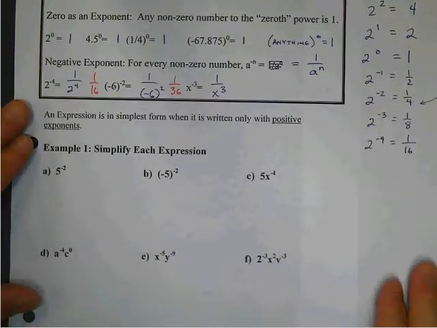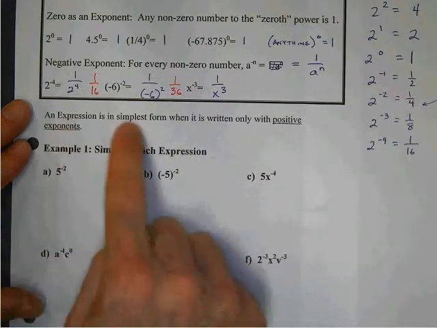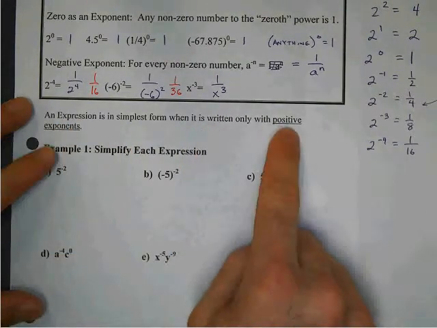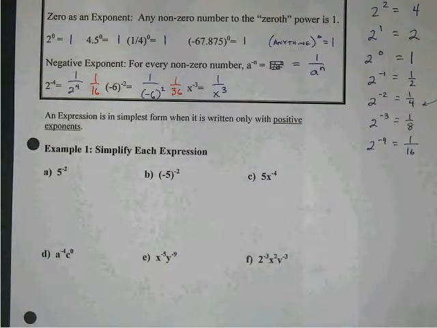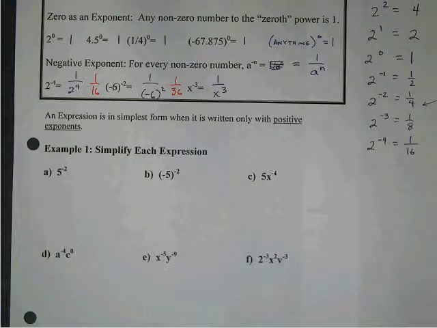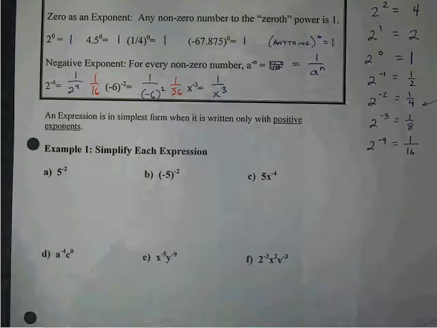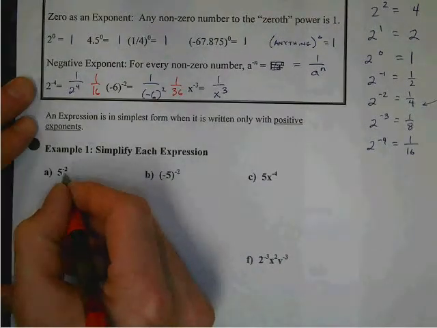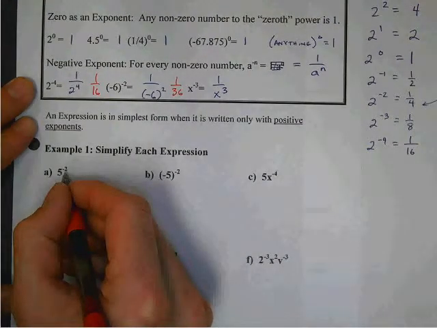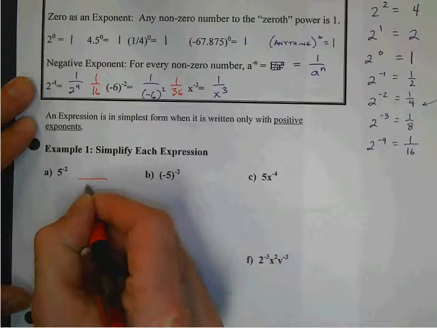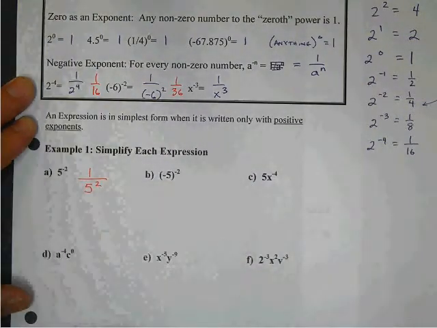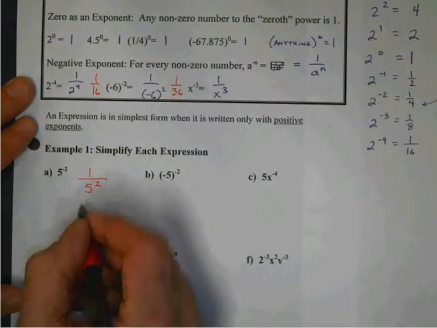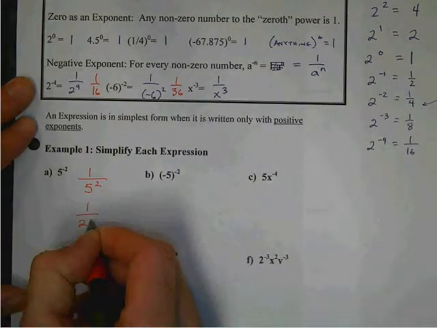It says, an expression is in simplest form when it's written with only positive exponents. So the expectation here, Luke, is that all of your answers are going to always have positive exponents. No negative exponents in your answers. So here we go. Our first one, 5 to the negative 2. A negative exponent, we just learned, goes to where? The bottom, and becomes positive. So 1 over 5 squared. If you want to change that to 1 over 25, perfectly fine to do that, John.